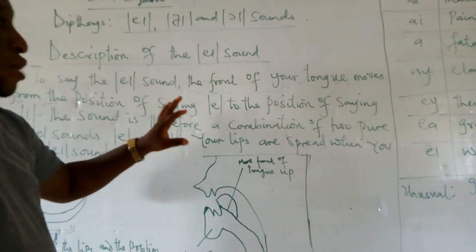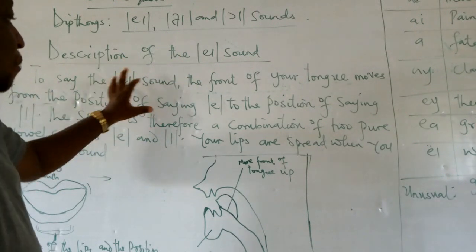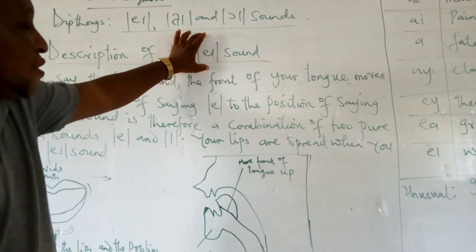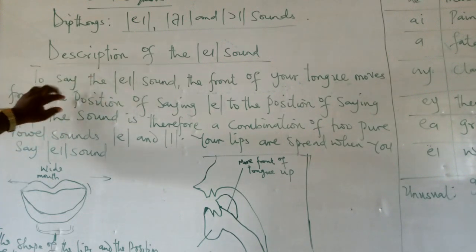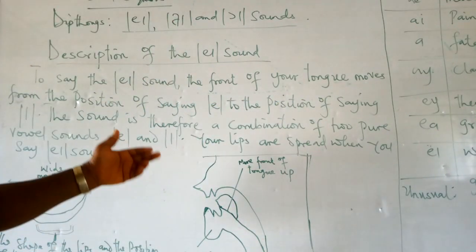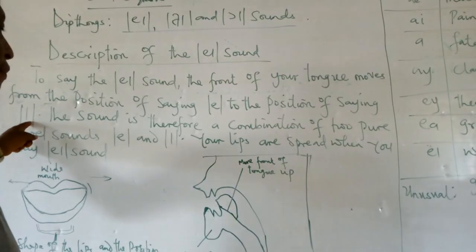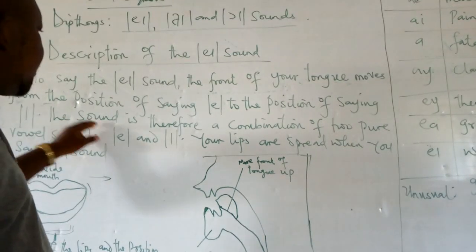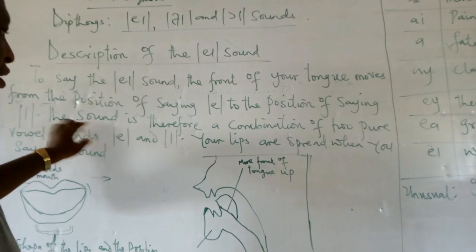Now, we are going to look at the A sound. We look at the description, the position of the tongue, the lips and every other speech organ in the body, the position they take when you are articulating this particular sound. To produce the A sound, the front of your tongue moves from the position of saying A to the position of saying E. The sound is therefore a combination of two pure vowel sounds, A and E.